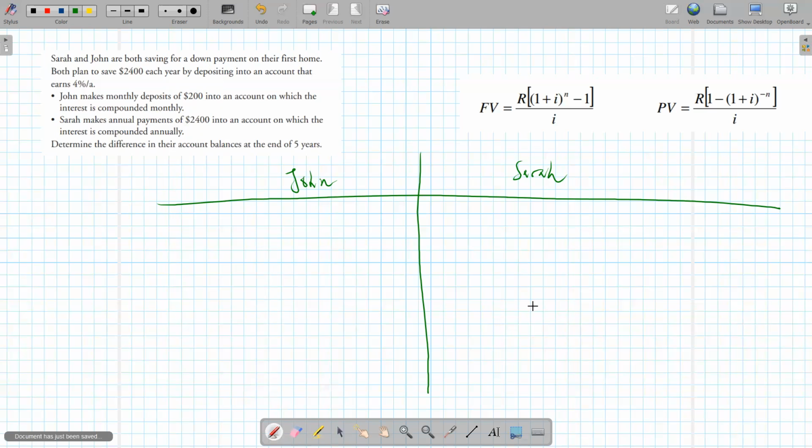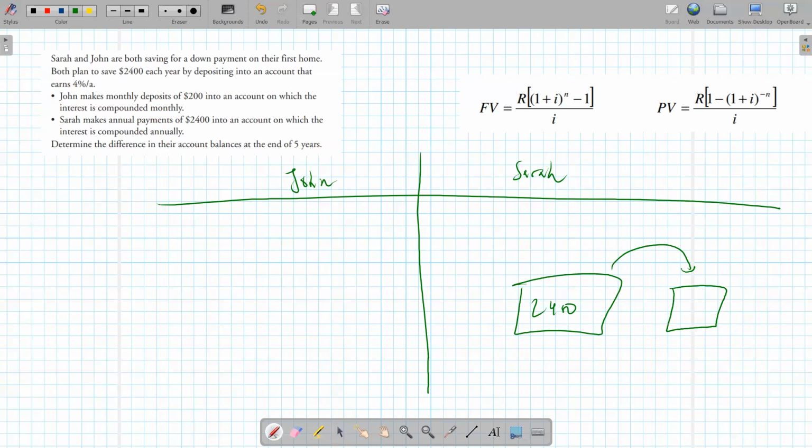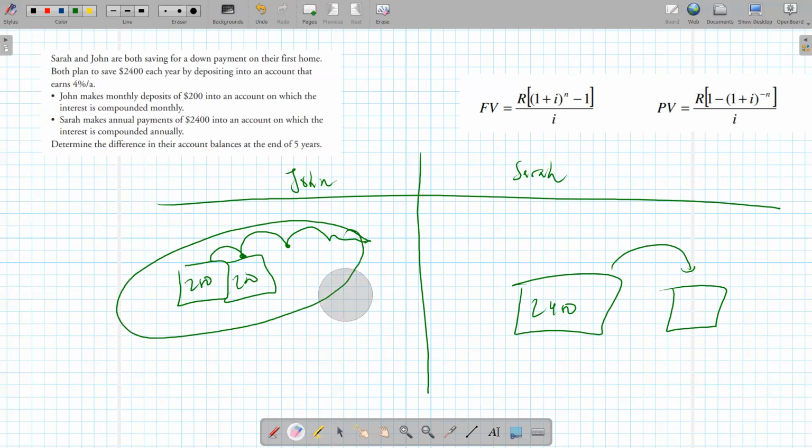Why is that? Because Sarah only earns interest on this 2,400 chunk. Yeah, their interest rates are the same. That's not the point. The point is the number of times you earn interest. Sarah's only going to earn interest once a year on her 2,400. But look at the other guy. He's going to earn interest on the initial 200, right? But then he's going to earn interest of interest here, interest of interest, like that. So John will end up having more.